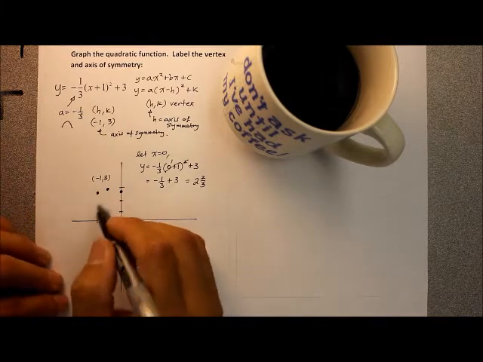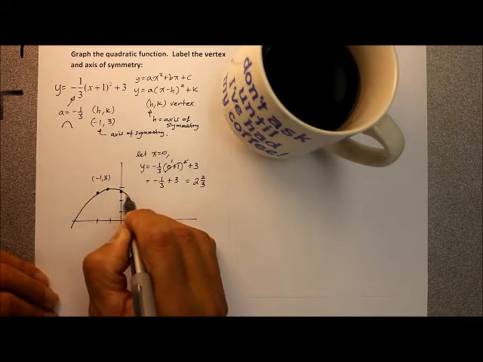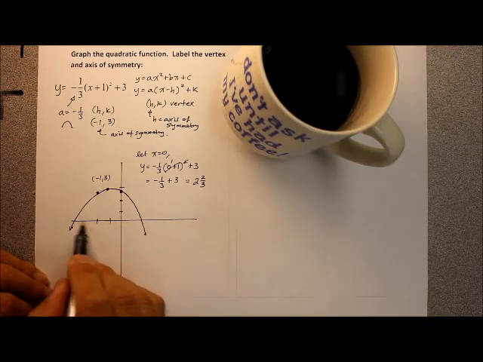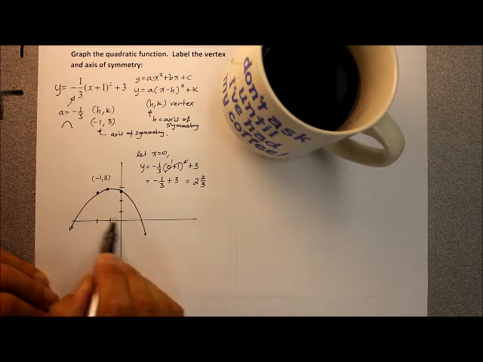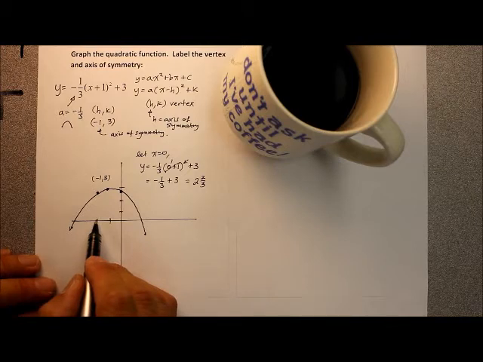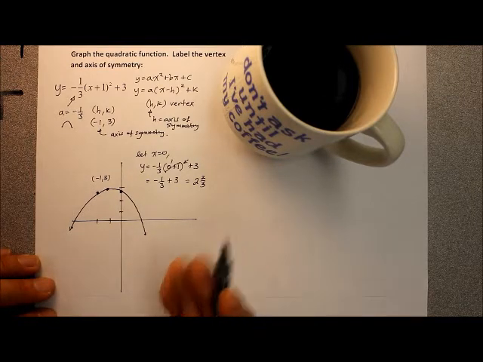When you draw the curve, we have a parabola that looks like this, opening downward. Later on, we'll talk about the solutions of these quadratic functions. And that's how it's done. Easy.